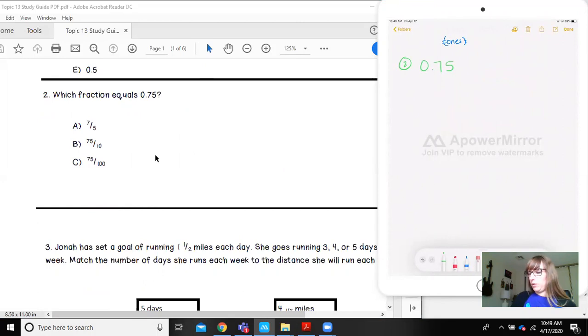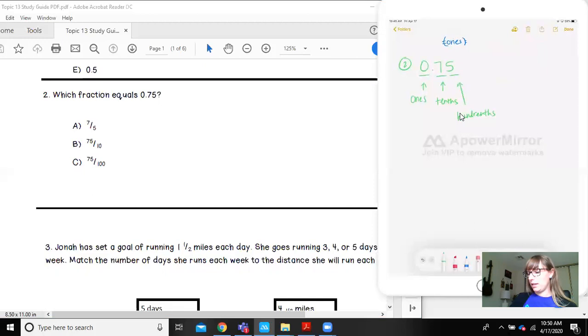Just like we talked about, this number is in our ones place. This number is in our tenths place. And this number is in our hundredths place. Now, whenever we say a number like this, we always say the place value of the number at the end. So the 5 is at the end. Since the 5 is in the hundredths place, we say 75 hundredths.